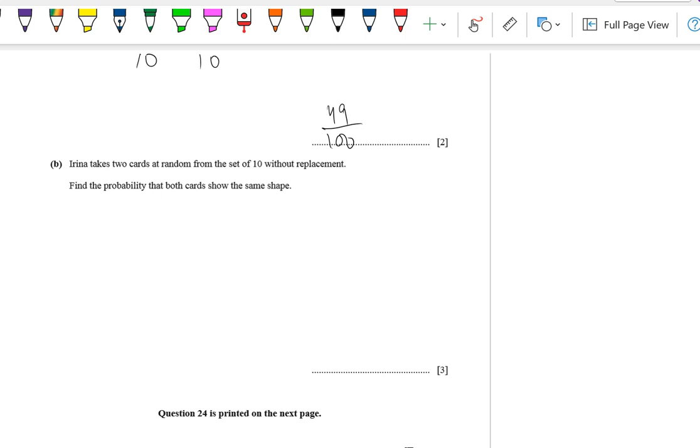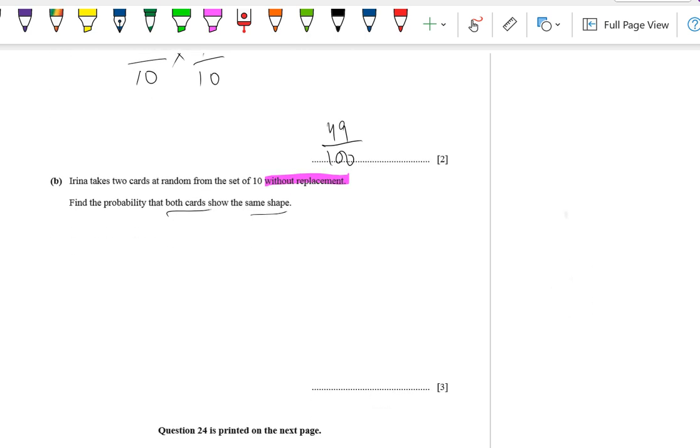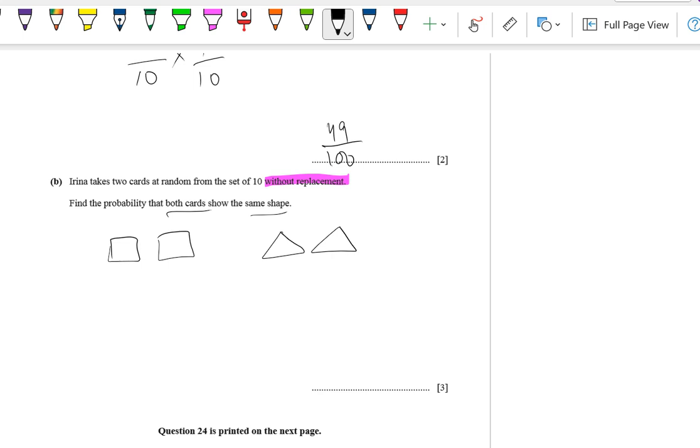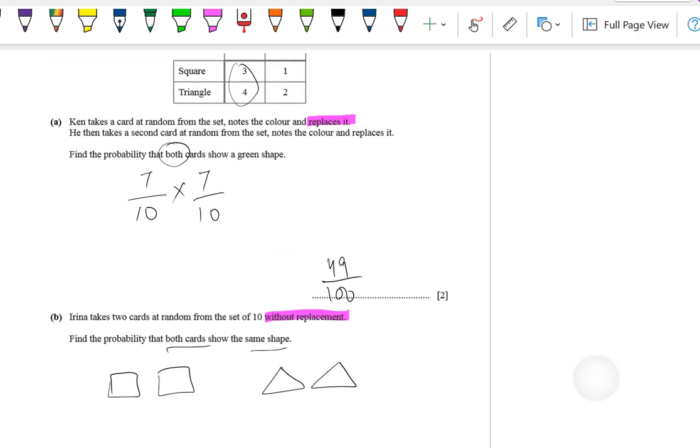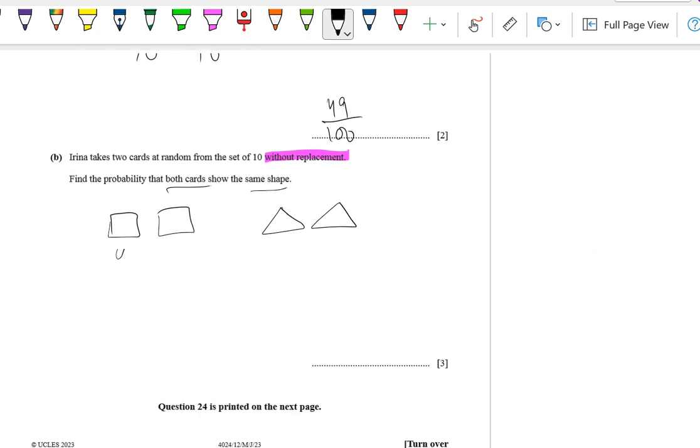Arena randomly takes cards, now this time without replacement. So now the total will change. Both cards are same shape. So triangles and squares. So either both cards should be squares or both cards should be triangles. Probability of getting a first square would be 4 out of 10, and the second would be, since it is without replacement, 3 by 9.